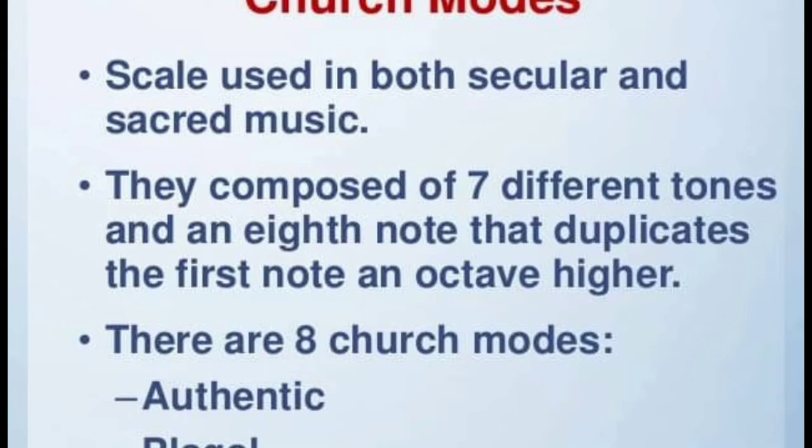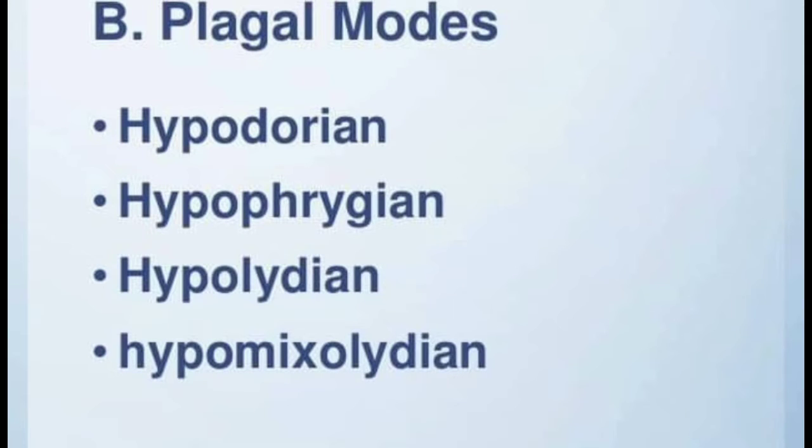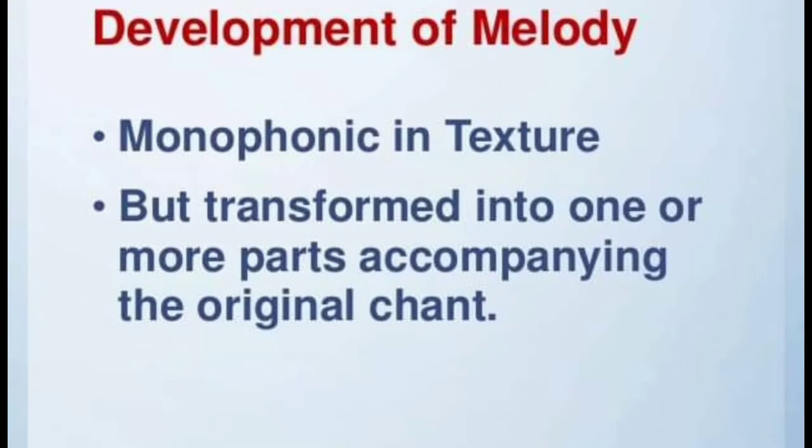Church modes. Scale used in both secular and sacred music. They are composed of 7 different tones and an 8th note that duplicates the first note an octave higher. There are 8 church modes, authentic and plagal. A. Authentic modes: Dorian, Phrygian, Lydian, Mixolydian. B. Plagal modes: Hypodorian, Hypophrygian, Hypolydian, and Hypomixolydian.